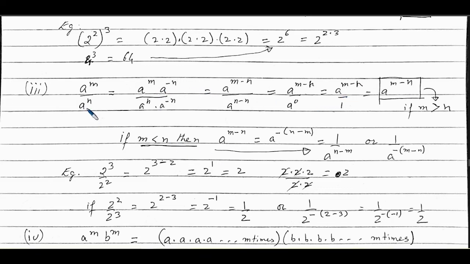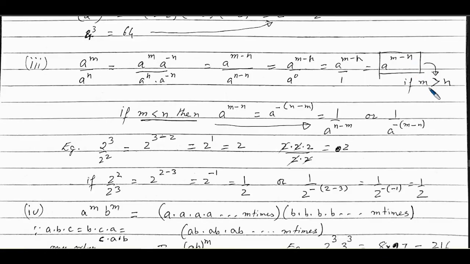Or simply, physically you can see that when you have this, it goes up, the exponent becomes negative. When it goes down, the positive exponent becomes negative. Or a negative exponent, when you bring it from numerator to denominator, will change the sign of the exponent. So this is for when m is greater than n, and if m is less than n, then a to the power m minus n I can write like this.